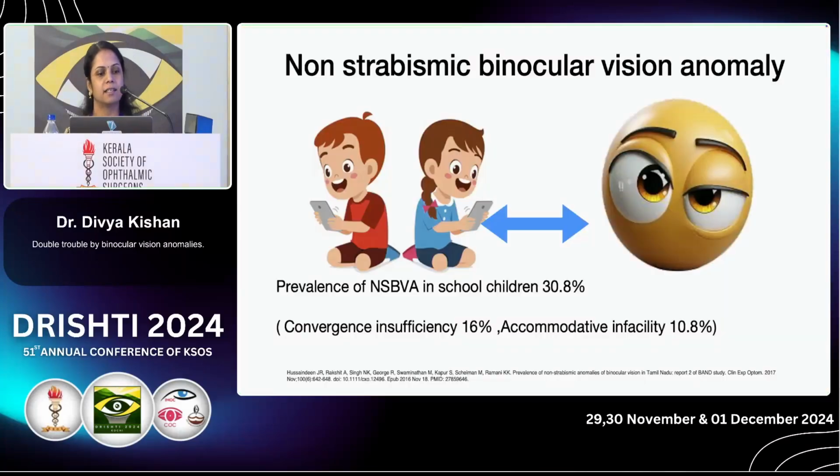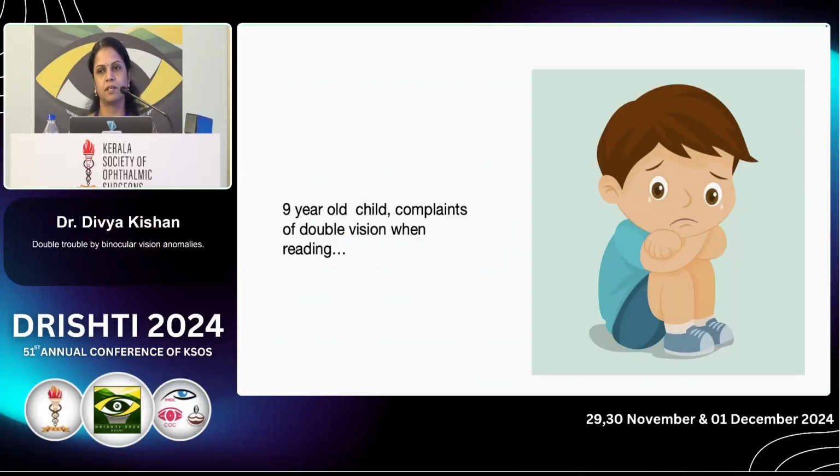So we see that there is a drastic increase in non-strabismic binocular vision anomalies these days, and the prevalence in a study by Dr. Rizwana et al. has been shown to be about 30.8%, with convergence insufficiency being 16% and accommodative infacility being 10.8%. So let us see the case of this 9-year-old child who complains of double vision when reading.